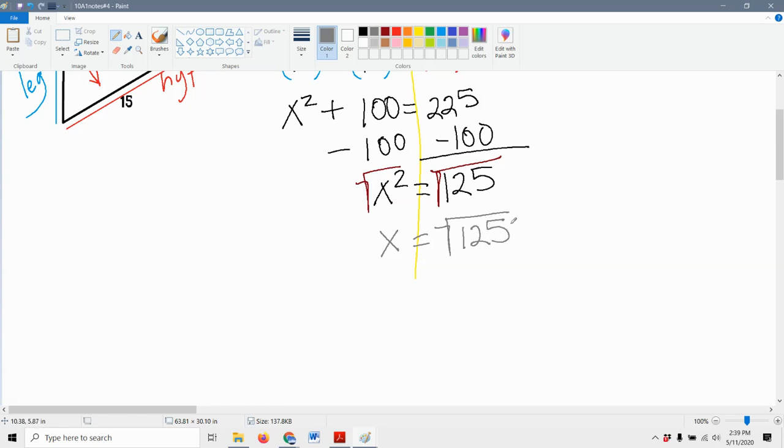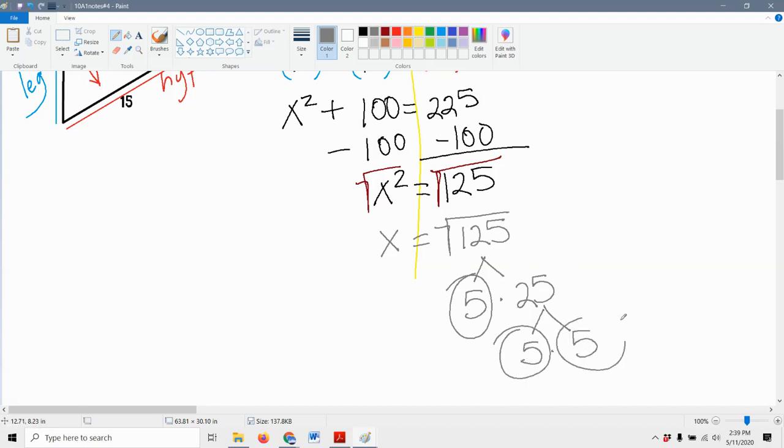Now, if you leave it like this, I won't count it wrong. But it's always better to do our simplification of our radical using our prime factors. So if a number ends in 5, we want to start dividing by 5. That's the smallest prime that will go into a number ending in 5. So 125 divided by 5 is 25. 5 is prime. 25 is not. So we'll go ahead and divide by 5 again. And we'll get 5 times 5.